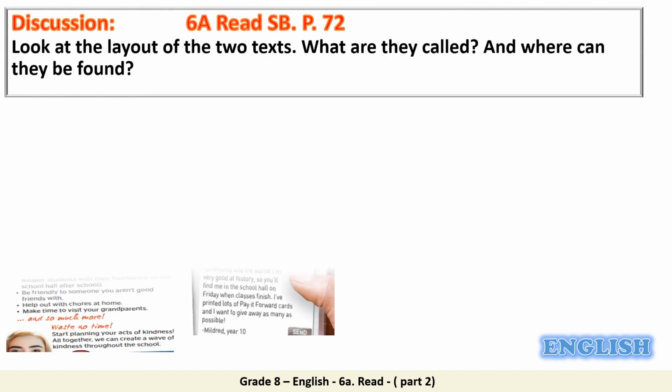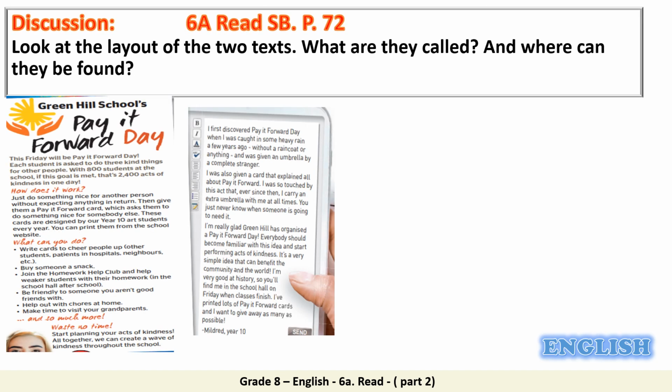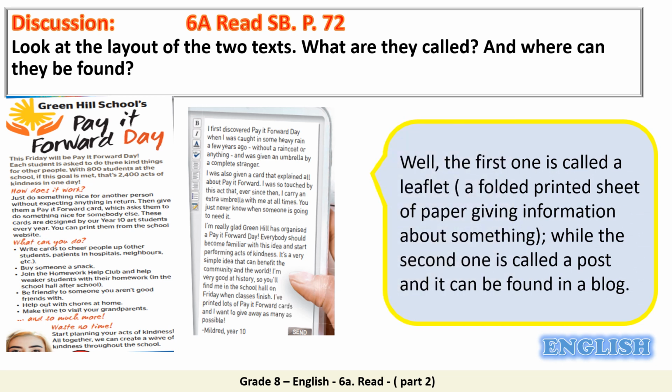Now, look at the layout of the two texts. What are they called and where can they be found? Take your time to answer this question, then get back to your teacher to check your answers. Well, here is a suggested answer. The first one is called a leaflet, which is a folded printed sheet of paper giving information about something, while the second one is called a post and it can be found in a blog.